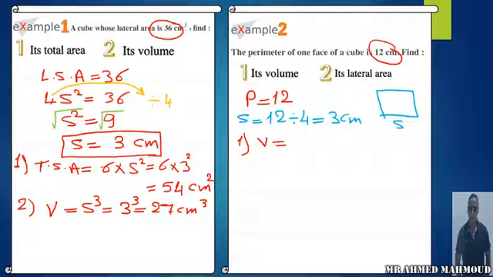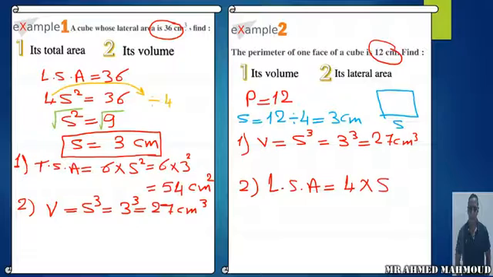Volume equals S to the power of 3, which equals 3 to the power of 3, equals 27 centimeter cube. Number 2, the lateral area, denoted by LSA, equals 4 times S to the power of 2, equals 4 times 3 to the power of 2, equals 36 centimeter square. And this is the first one.